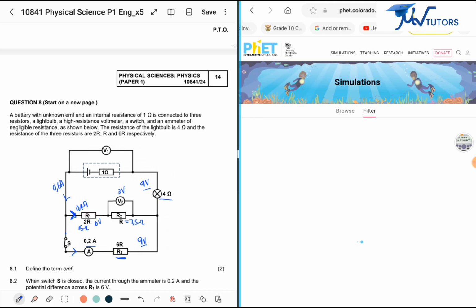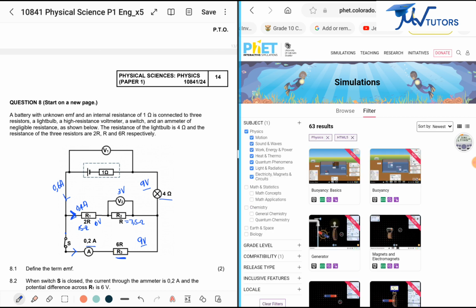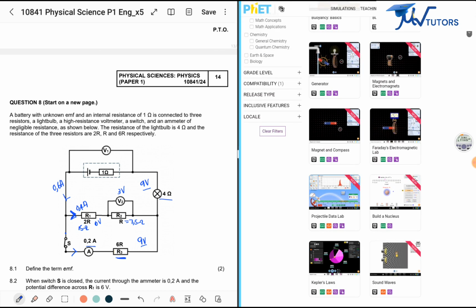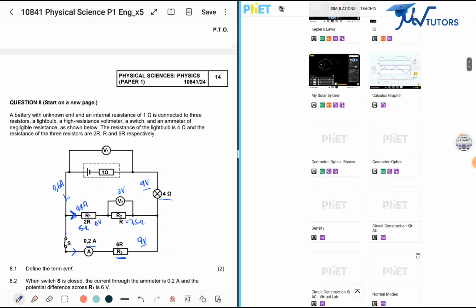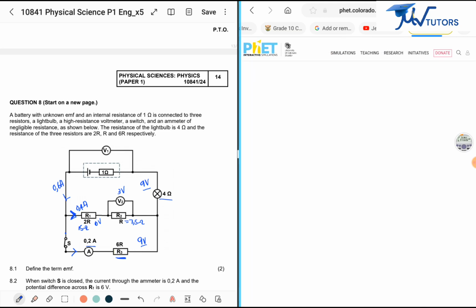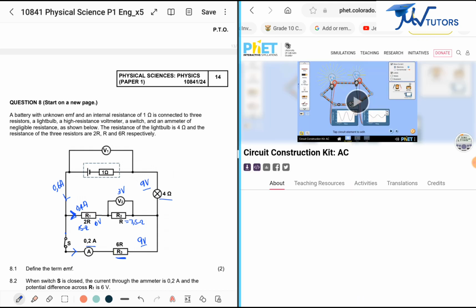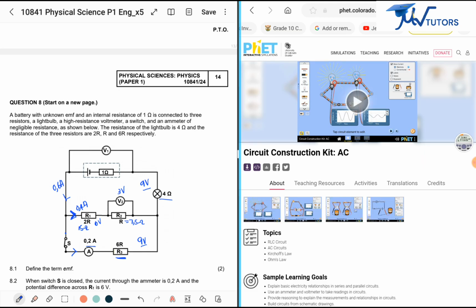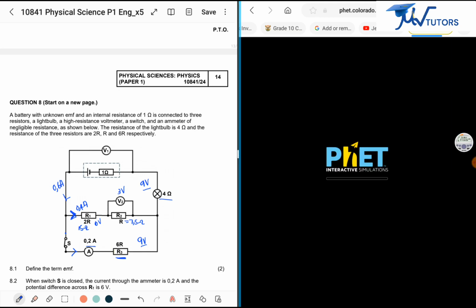All right. So my internet is a bit slow, but here we are. We're going to look for an electric circuit. And we're going to go to the construction kit. There we go. And while we're waiting for it to load, I'm just going to click on play, and it should give you an empty sheet so that you can start there.